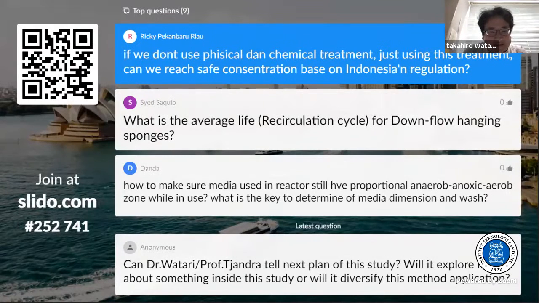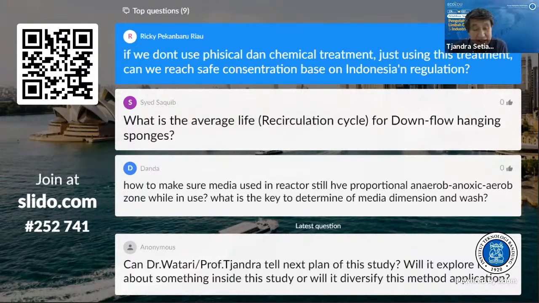Yes. Actually, color is difficult to remove totally in a biological system, so chemical treatment is necessary, I think. According to the research by Dr. Watari on real wastewater, not synthetic, the problem is to meet the color standard. Color at 200 PtCo is difficult to meet using only biological treatment, so in the end we still have to use chemical treatment. It's correct, right, Dr. Watari?